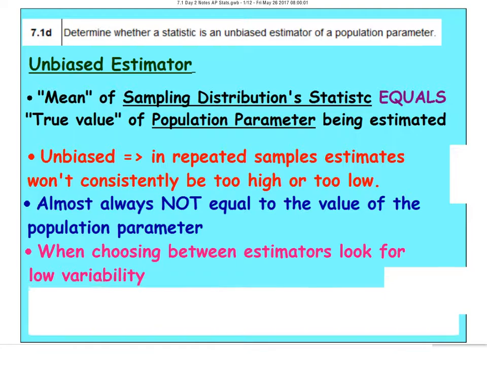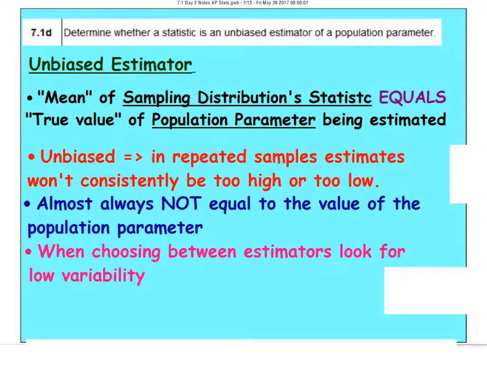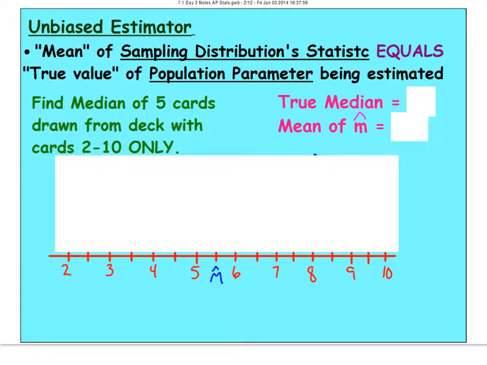The last element: when choosing between estimators, we want to figure out what type of estimator best represents our population. So should we look at the mean, the median? The one you want to ultimately choose is the one that has the lowest variability, or spread.